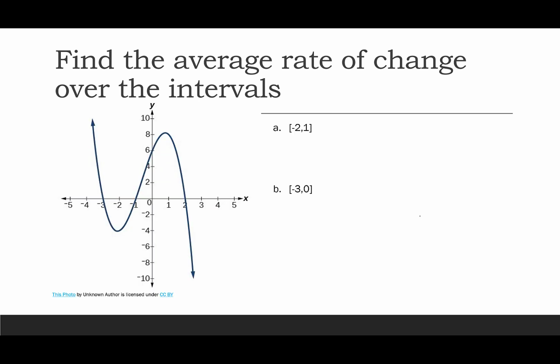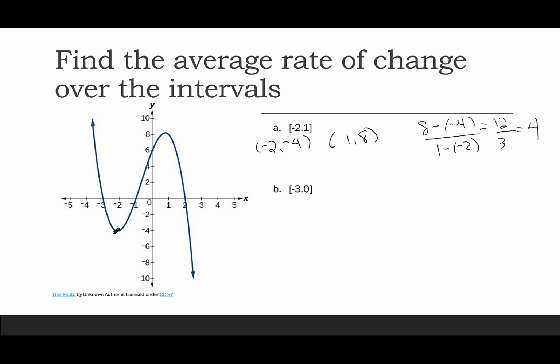I'm going to pick a different graph, but I'm still going to do the same average rate of change. So the first one says negative 2 to 1. So negative 2 looks like it's at negative 4. And 1 looks like it's at 8. So I'm going to do 8 minus negative 4 over 1 minus negative 2. The numerator, 8 minus negative 4 is 12. Denominator, 1 minus negative 2 is 3. So my average rate of change is 4.